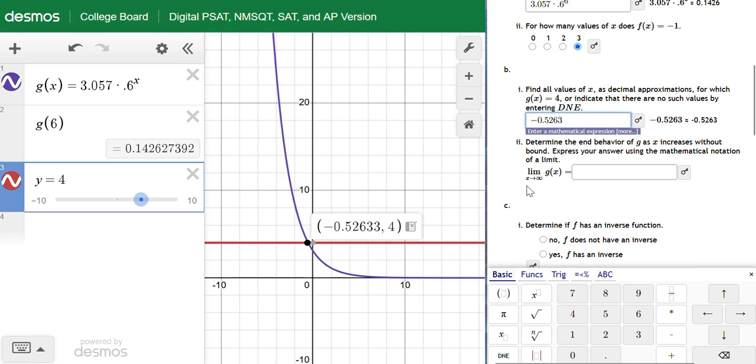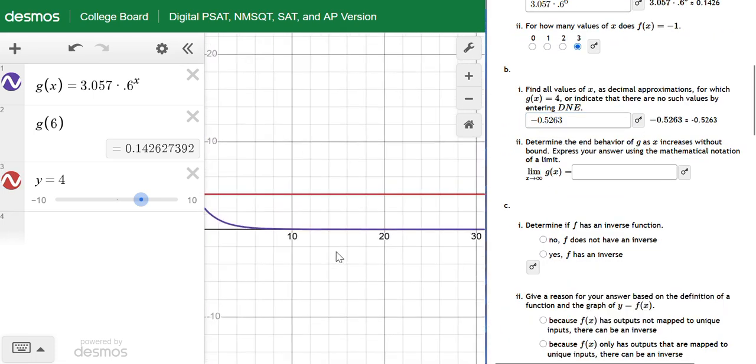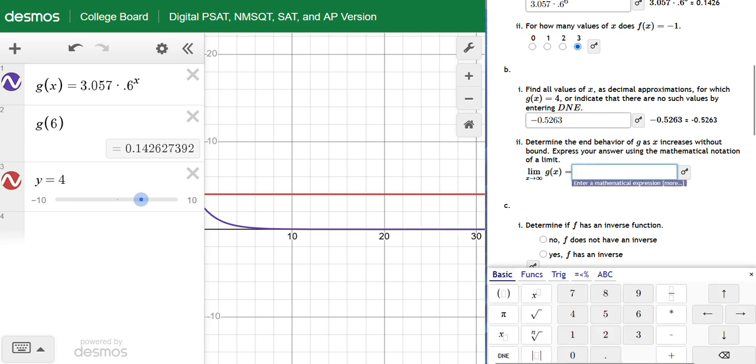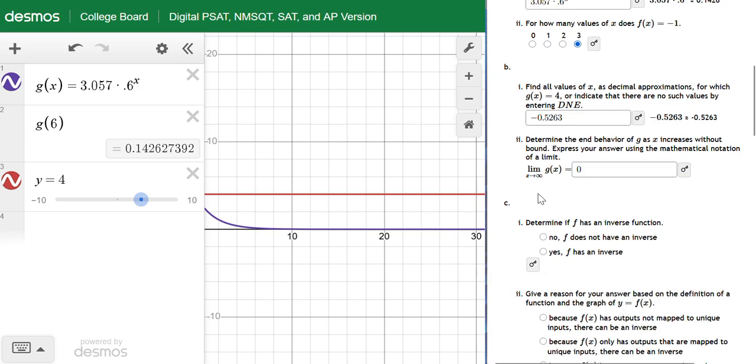Looking at the end behavior as x approaches infinity here, we can see as it gets bigger and bigger, it never quite reaches, but it does approach a value of 0.